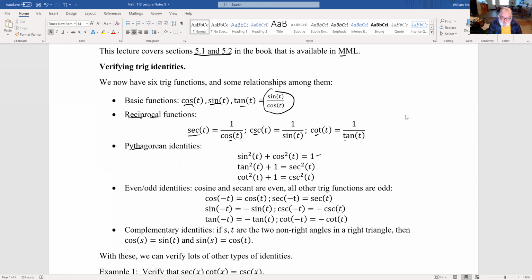If I take this one and divide by cosine squared, right? So sine squared plus cosine squared divided by cosine squared, we get the second one. If I take the first one and divide by sine squared, you get the third one.